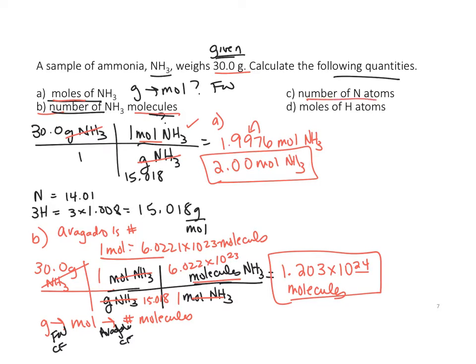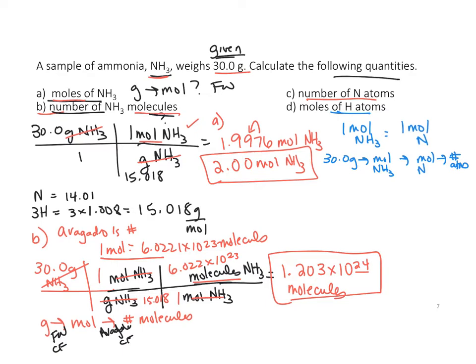Okay, C. C is very similar, except it wants number of nitrogen atoms. So we're going to need another conversion factor in there. We're going to have to say for 1 mole of ammonia, we have 1 mole of nitrogen. Because you'll see that it'll make a difference with the hydrogen here. So here you're going to go from the 30.0 grams to moles of ammonia, to moles of nitrogen, to Avogadro's number of atoms.